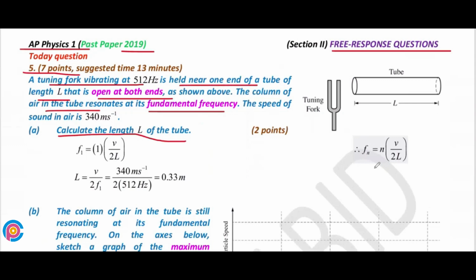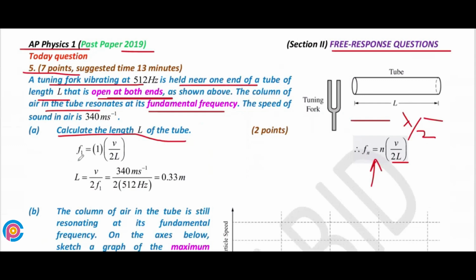As we know, there is a general formula for the frequency when both ends are open: Fn is equal to nv over 2L, because there is an antinode at the ends. The distance between two antinodes is lambda by 2. In length L there is always lambda by 2, so lambda can be represented by 2L. So that's why there is a 2L.